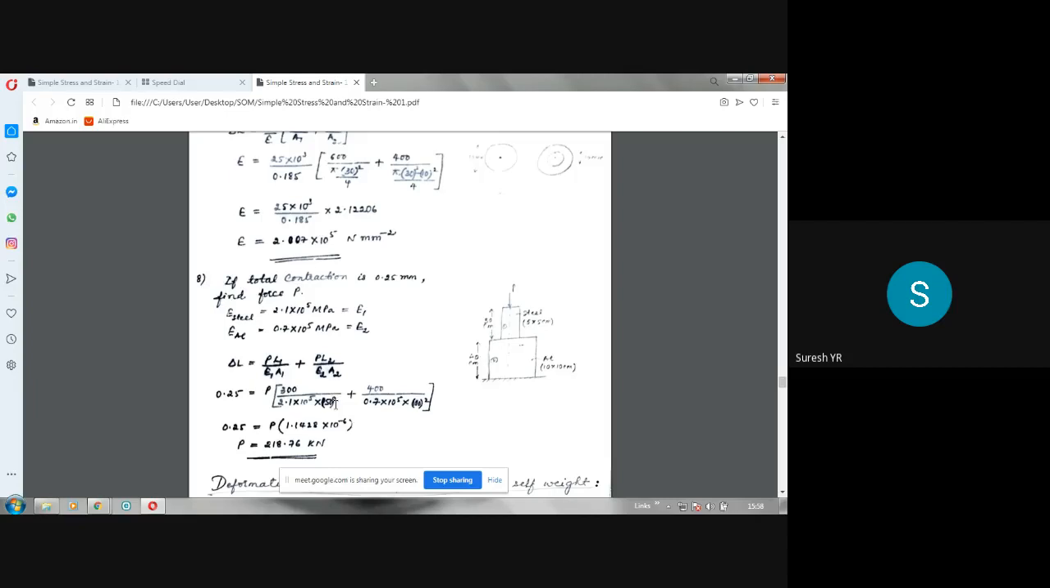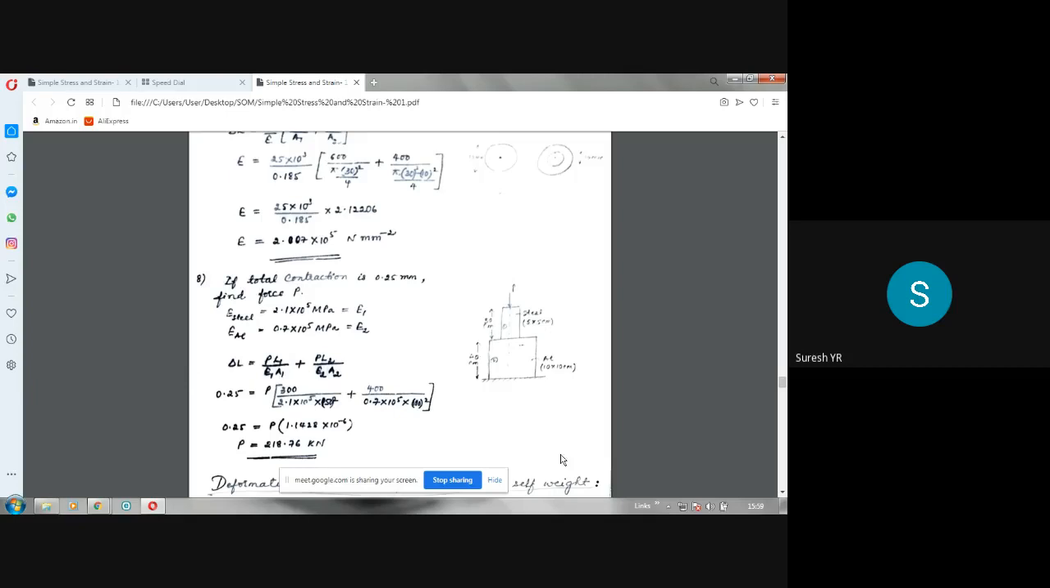So 50 by 50 is the area, plus for the second portion, P is the same value, so I have taken P outside. L2 is the length of this one, 40 centimeter means 400 mm, divided by Young's modulus, which is different for that, E2, 0.7 into 10 power 5, that value you have to take, into area 100 by 100. See, this is 100 square, because 10 centimeter means 100 mm.